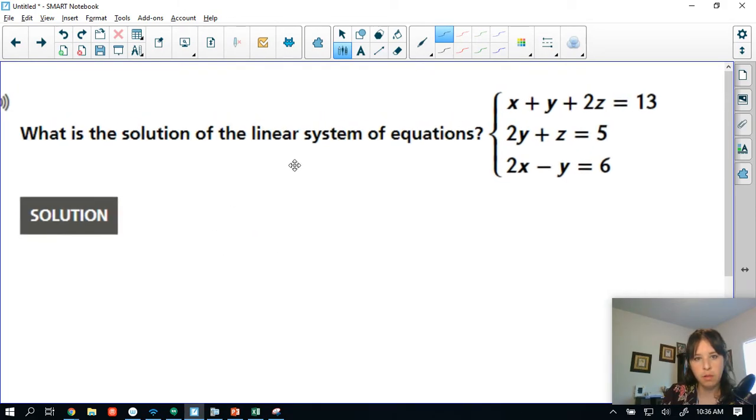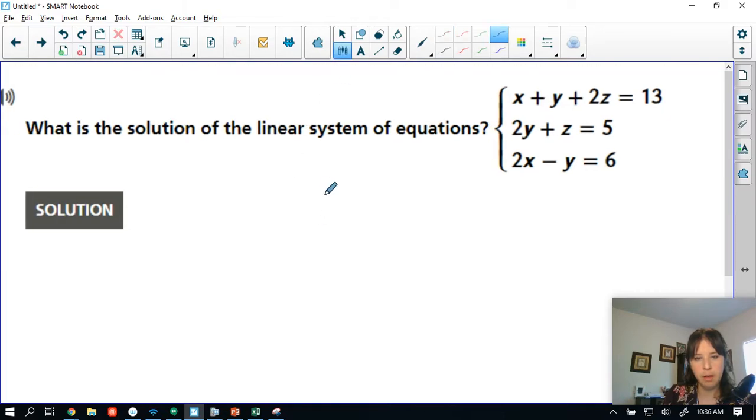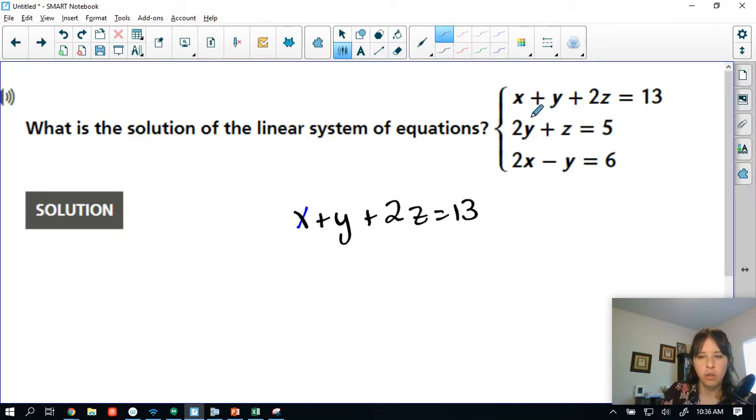So I have x plus 2 plus y plus 2z equals 13. So this one is perfectly fine. There's no changes we have to make.